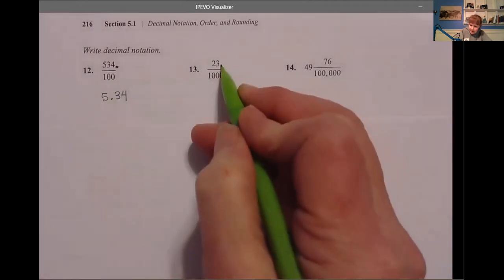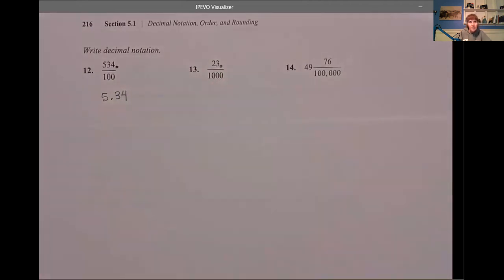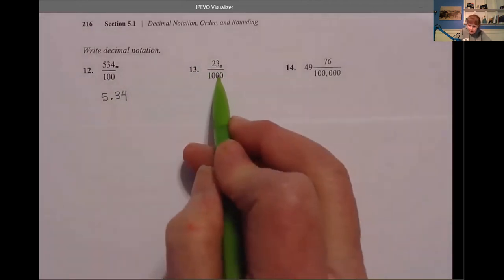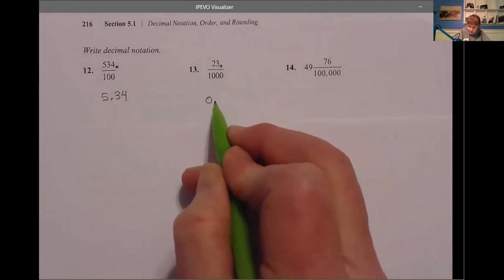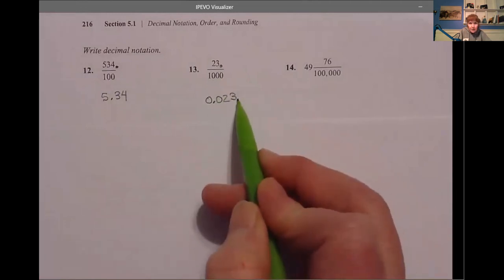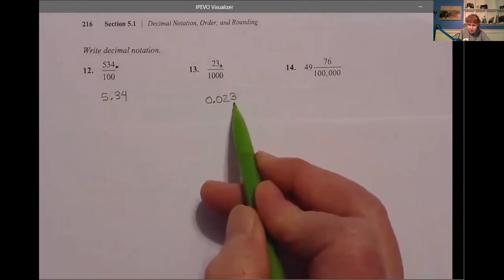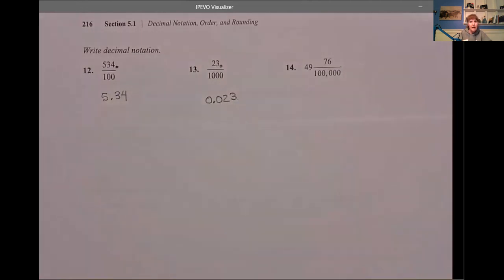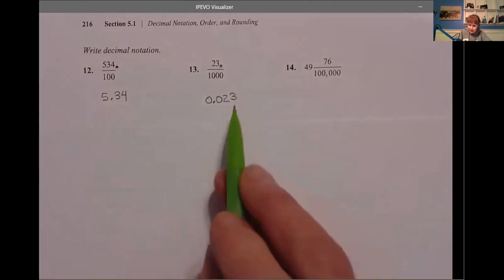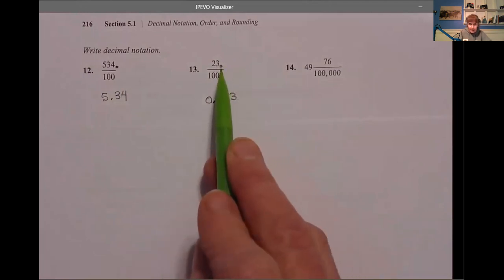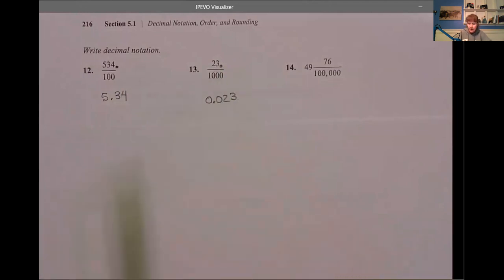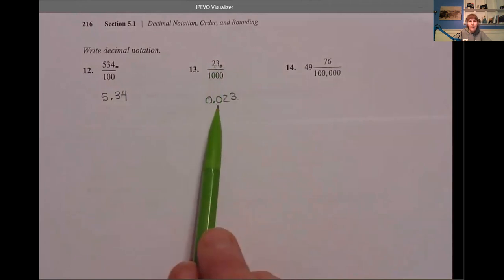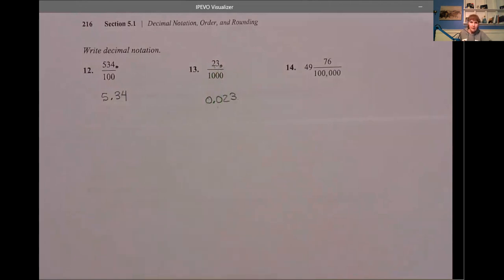Here, the decimal is at the end. I'm going to move it to the left 1, 2, 3 times. So it was here. It was after the 3, 1, 2, 3. And there you have it. So this statement and this mean the same thing. These two are equivalent amounts.